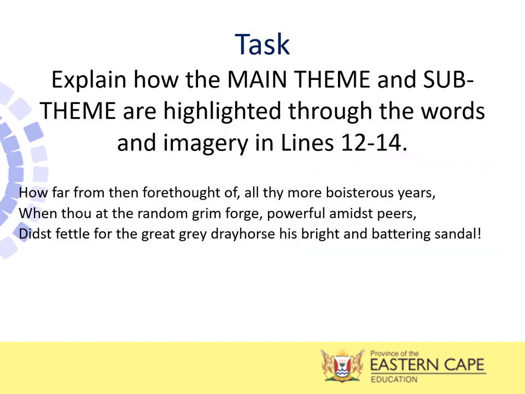Right, so moving on through the poem and our exploration of the theme. Now we look at the last three lines of the poem, lines 12 to 14, and explain how the main theme and sub-theme are highlighted through the words and imagery in these lines. "How far from then forethought of all thy more boisterous years, when thou at the random grim forge, powerful amidst peers, didst fettle for the great grey dray horse his bright and battering sandal."